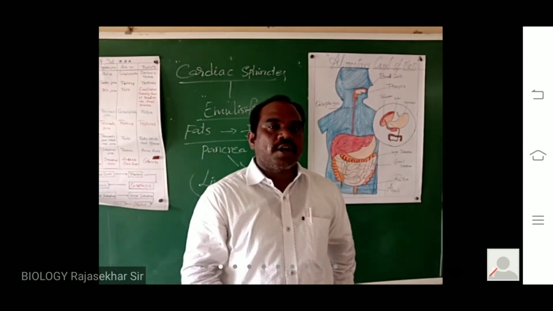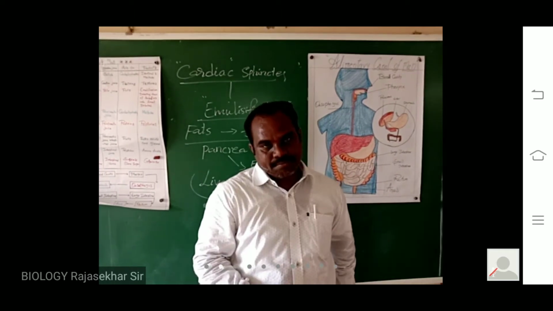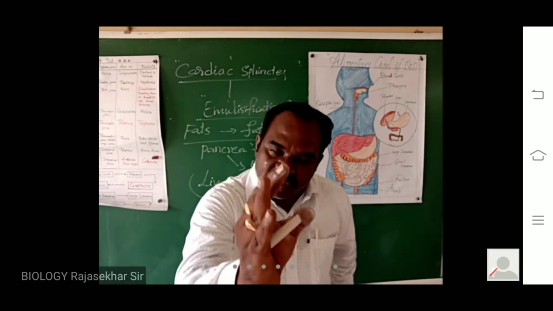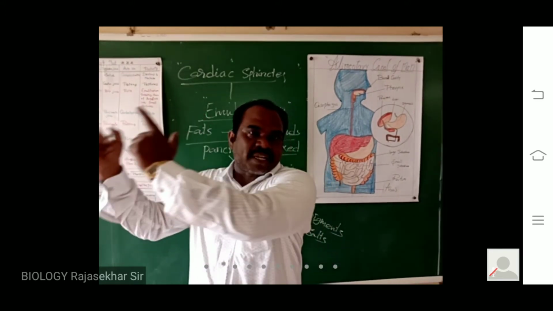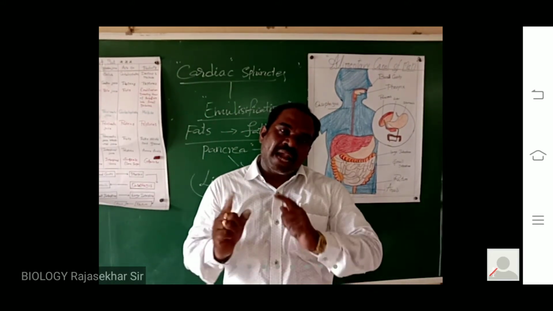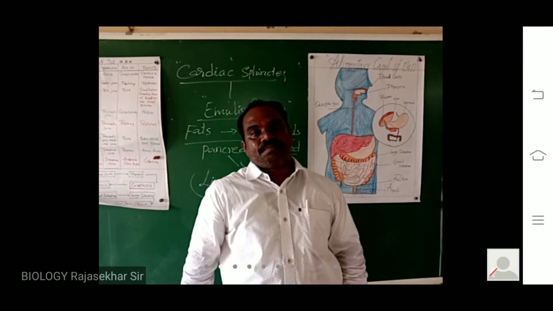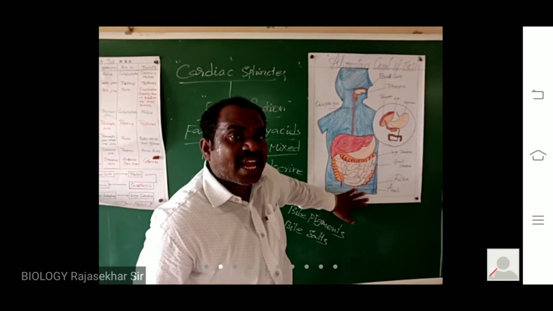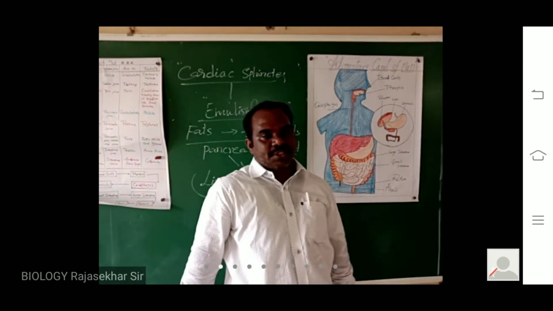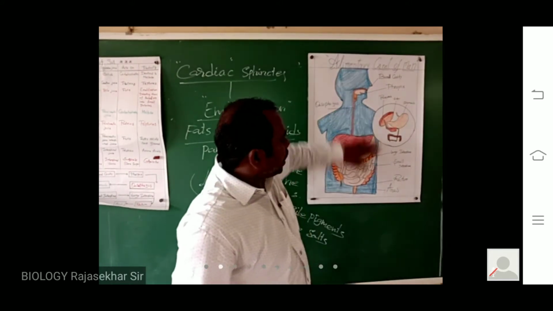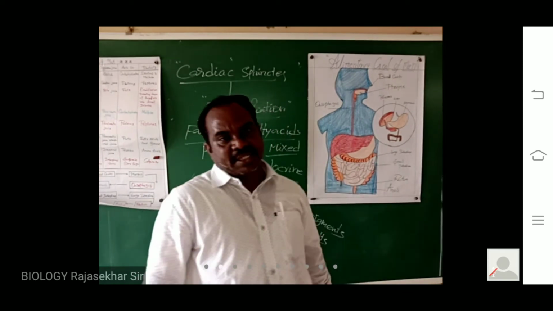Examination point of view: why is the pancreas called a mixed gland? Pancreas is a mixed gland. Why? One part of the pancreas is present in the endocrine system and another part is present in the exocrine system. In the alimentary canal of human beings, the exocrine pancreas is present.